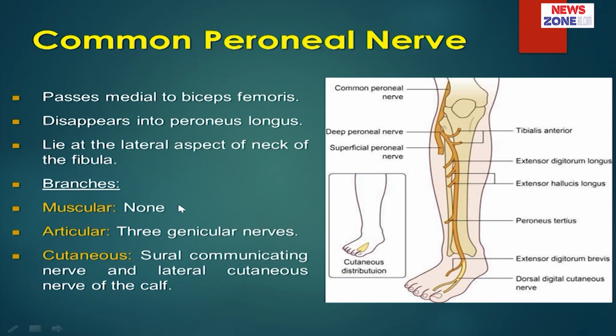As for the branches, it doesn't give any muscular branch, but it will give three genicular nerves as articular branches, and the cutaneous nerves are the sural communicating nerve and the lateral cutaneous nerve of the calf. For your kind information, sural means leg.